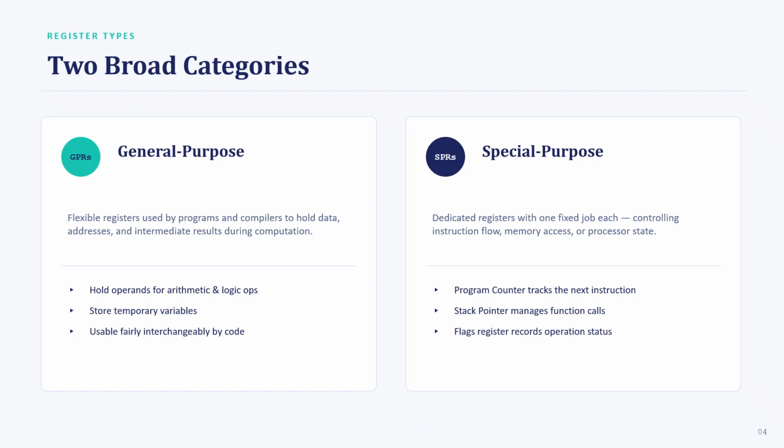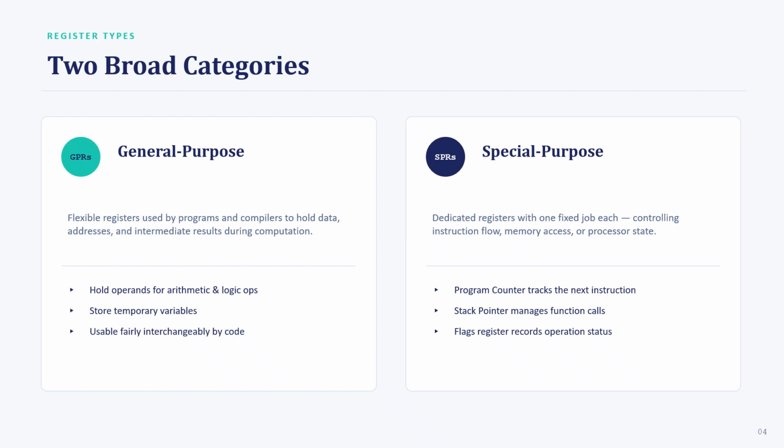Now let us classify registers. Broadly, the slide divides registers into two categories: general purpose registers or GPRs, and special purpose registers or SPRs. First, let us look at general purpose registers. General purpose registers are flexible registers that can be used by programs and compilers to store data, addresses, and intermediate results. For example, during arithmetic operations, registers can hold the operands and the intermediate result. They can also be used for temporary variables and other computational requirements. So the important word here is flexibility.